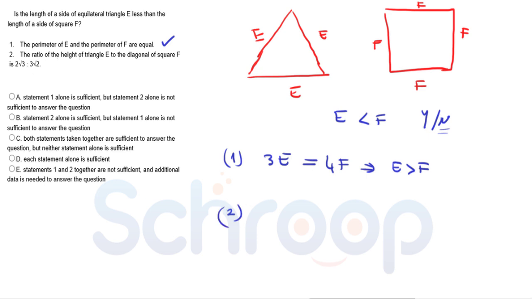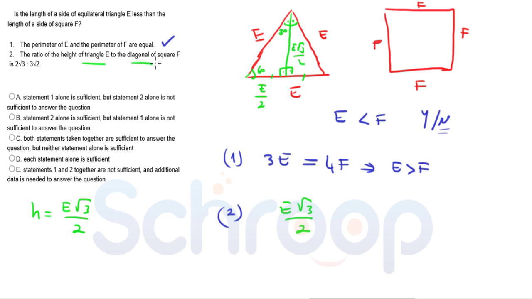The ratio of the height of the triangle. So the height of the triangle, for an equilateral triangle, is always E root 3 over 2, because the height is bisecting the side, which is E over 2, and this is 60, and also bisecting the angle, so 30, 60, and 90 degrees, and opposite of the 30 degree, the side is E over 2, and opposite of the 60 is root 3 times E over 2, so the height is E root 3 over 2.